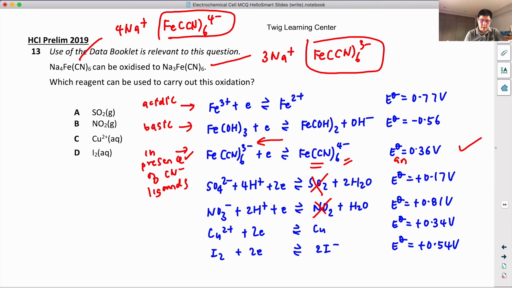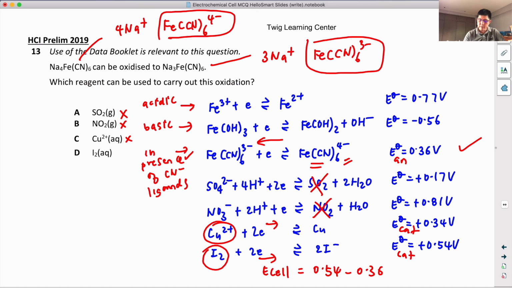But if you use copper 2+, this is my E cathode because it undergoes reduction. E cathode minus E anode will turn out to be negative, which means this is also out. So all 3 of them are out. Let's try the last one, iodine. If you chose iodine, this is my E cathode. So my E cell will be E cathode minus E anode, which is 0.54 minus 0.36. This is greater than 0, which means the reaction is definitely feasible. So that's why the answer is D.